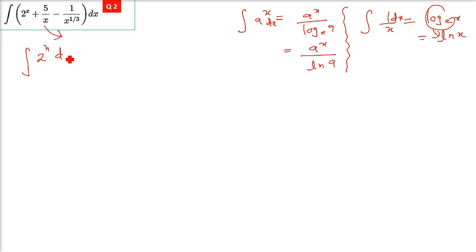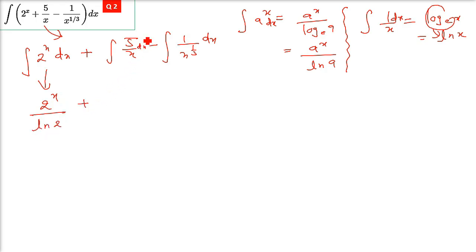So we have this 2 raised x dx, and then we have 5 by x dx. So the first step is to separate all these terms and then deal with them one by one. We have 1 by x raised 1 by 3 dx. So this 2 raised x is simply integration of a raised x. It will be a raised x over log a, and since log is base e, I'm writing ln 2. What is 1 by x dx? We just discussed it. It's ln x. So we have ln x here, 5 into ln x.